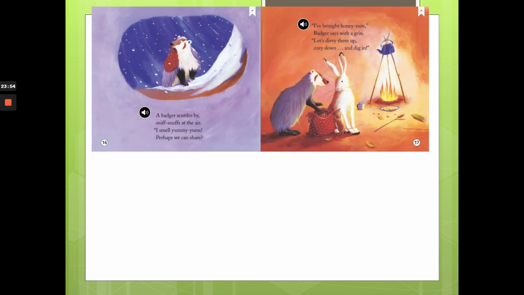Alrighty, let's look at another example. On these 2 pages, who are the characters on these 2 pages? Who are they? It's Badger and Hare, yes, or Rabbit. Hare is another word for rabbit, H-A-R-E.